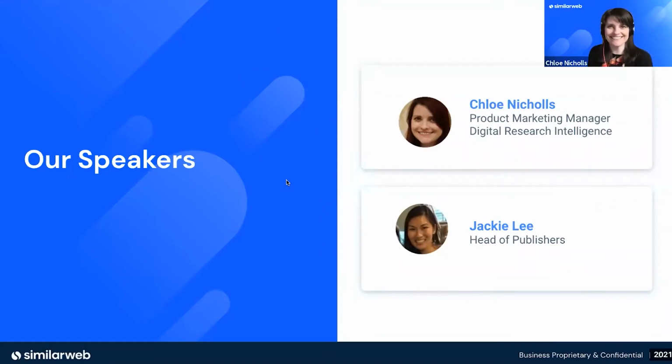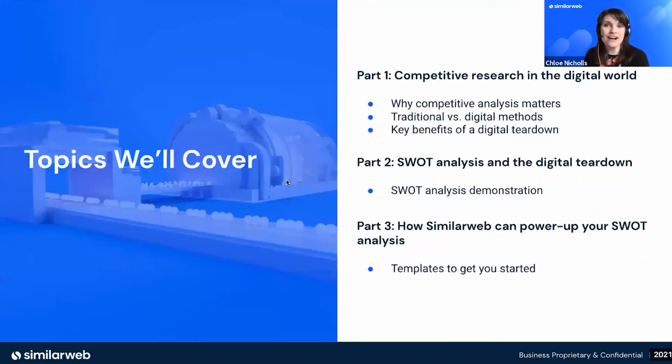Excellent. Thank you, Jackie. And a quick overview of what we'll cover today. The session will be divided into 3 parts. Part 1, I will cover competitive research in the digital world and why it matters, and what are the differences between traditional and digital methods of company research, and also those key benefits of conducting a digital research for your SWOT analysis. In part 2, Jackie will cover some of the examples of SWOT analysis using the Similarweb platform. And in part 3, I'll recap some of the helpful resources to get you started. Plus, we'll leave some time for Q&A at the end of the session.